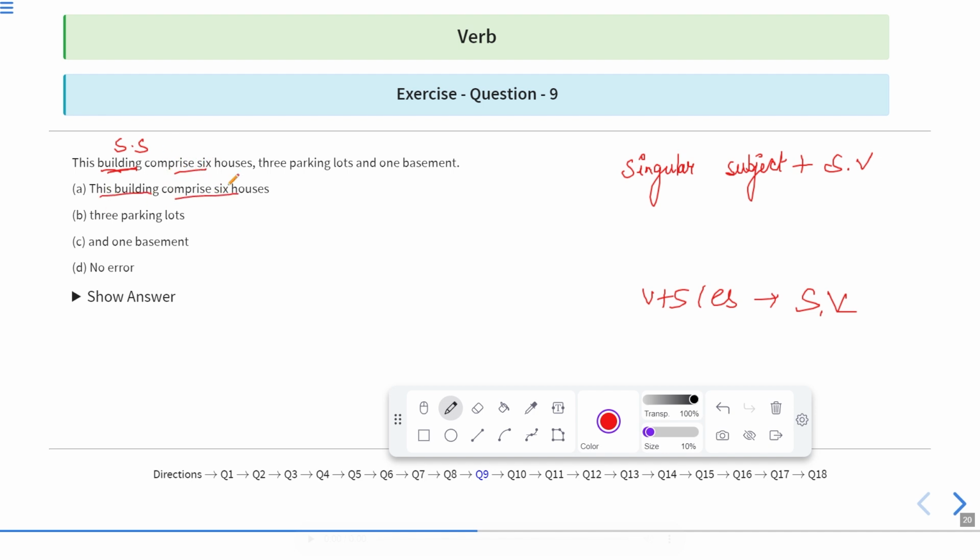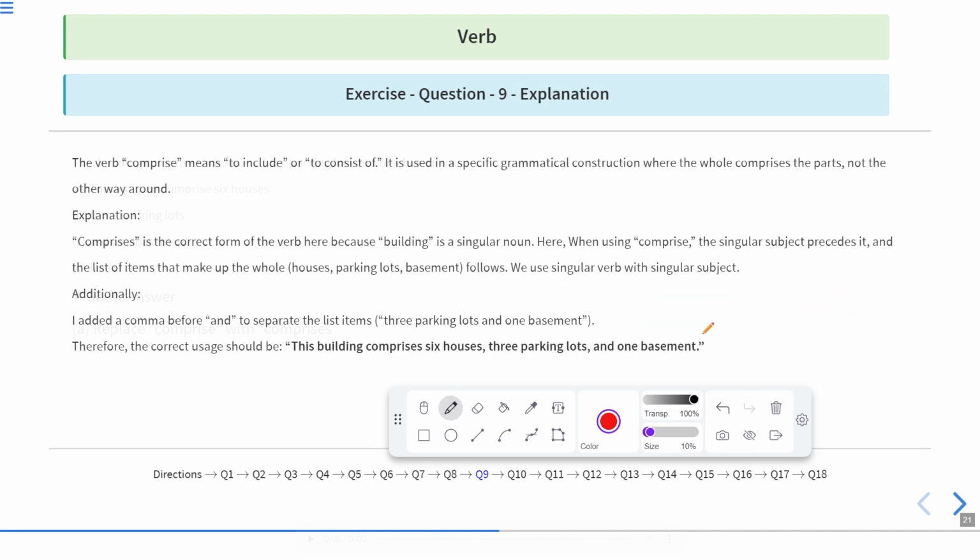The first part is the error. Now the error is in part A, where we replace comprise with comprises. So this is the error. Now let us see the explanation. The verb comprise means to include or to consist of something. It is used in a specific grammatical construction where the whole comprises the part, not the other way around.